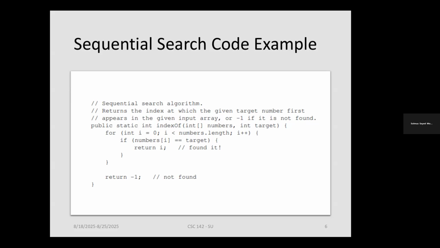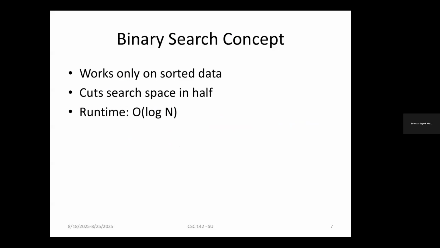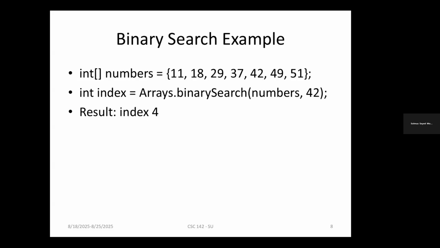But this way is not efficient. We are going to move on to the next search, which is binary search. For binary search, the runtime is O(log n). We are looking at half of the array at a time, and we work on sorted data, a sorted array. Here we have an array, and we are looking for, for example, 42. The index returned, if we find the target, is 4.